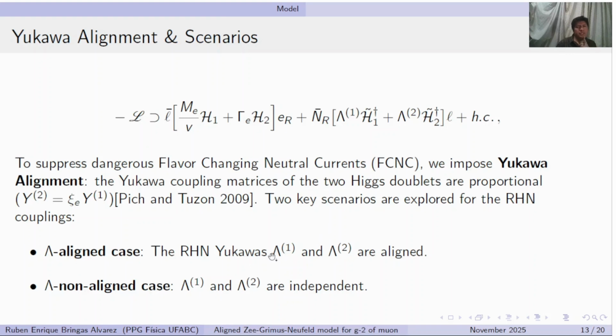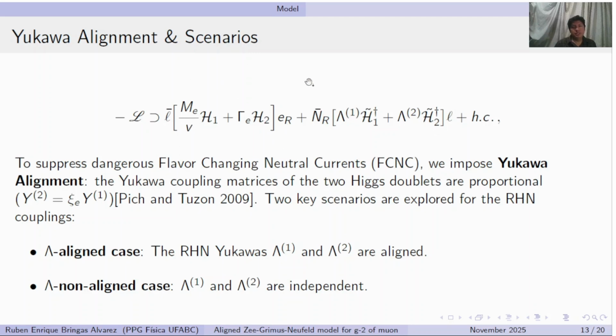Because when we add this second Higgs and also the right-handed neutrino, we have this contribution to the Lagrangian, these interactions. If you look at this part, these two couplings, to avoid flavor-changing neutral currents, we choose this alignment. This coupling is aligned to this one, and we can avoid this problem. And also we can diagonalize and have the mass matrix in this case.